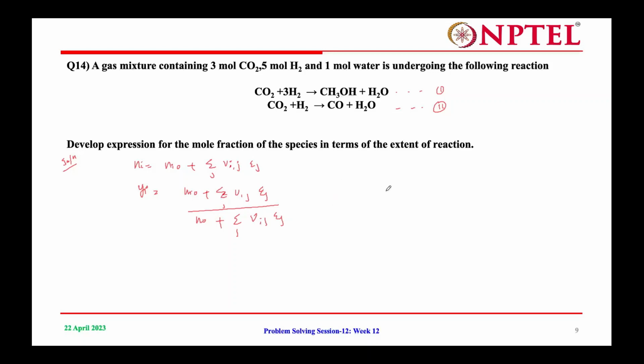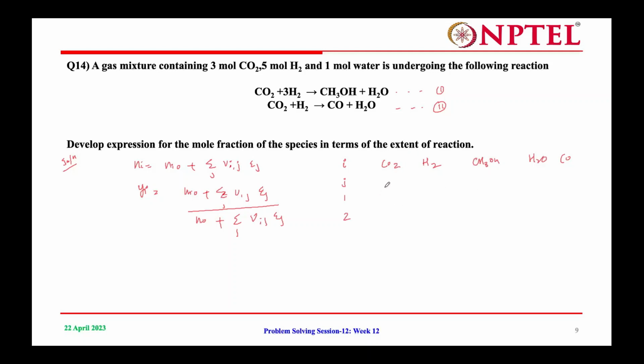Now the stoichiometric numbers νij. Here I choose the species CO2, H2, CH3OH, H2O and CO, and j is the reactions. Here there are 2 reactions, and here is the total. This is the table for the stoichiometric numbers.